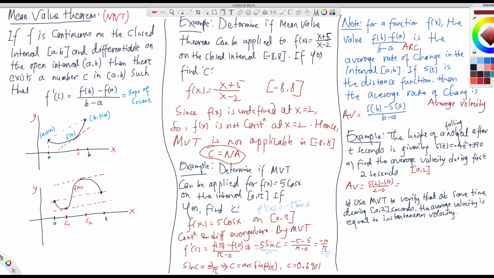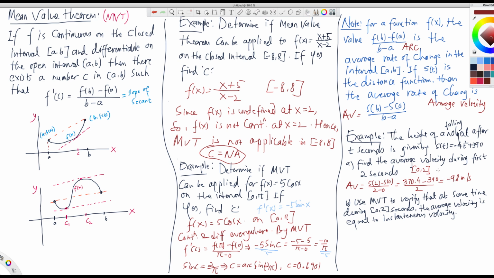What do you get? If you replace t by 2, you'll get negative 4 times 4, right? Because 2 squared will be 4. And then plus 390. So that will give you 370.4, if you use a calculator. So 370.4 minus S0. What will S0 be? S0 will be just replace t by 0, which is just 390, right? 390 divided by 2. If you use a calculator, you will get negative 9.8 meters per second. This is the average velocity you get.